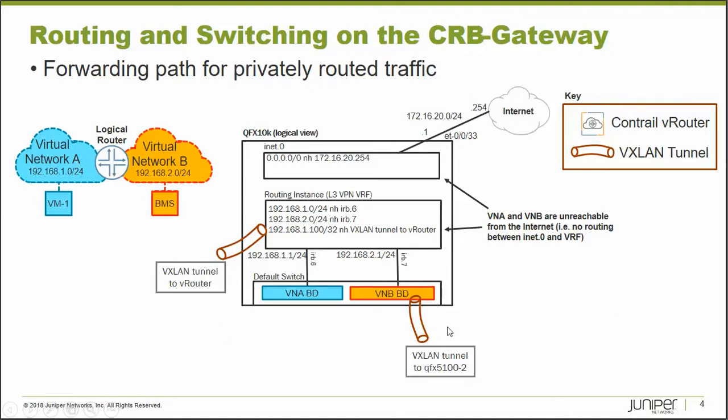Now, a thing to note here is that we see there's a bridge domain for VN B, there's a bridge domain for VN A, and there's an IRB attached to each bridge domain. There is a gateway address associated with that IRB, and there's also a routing instance configured. All of this routing instance is the representation on this QFX 10K for this logical router. That logical router is actually a layer 3 VPN VRF, is what it is.